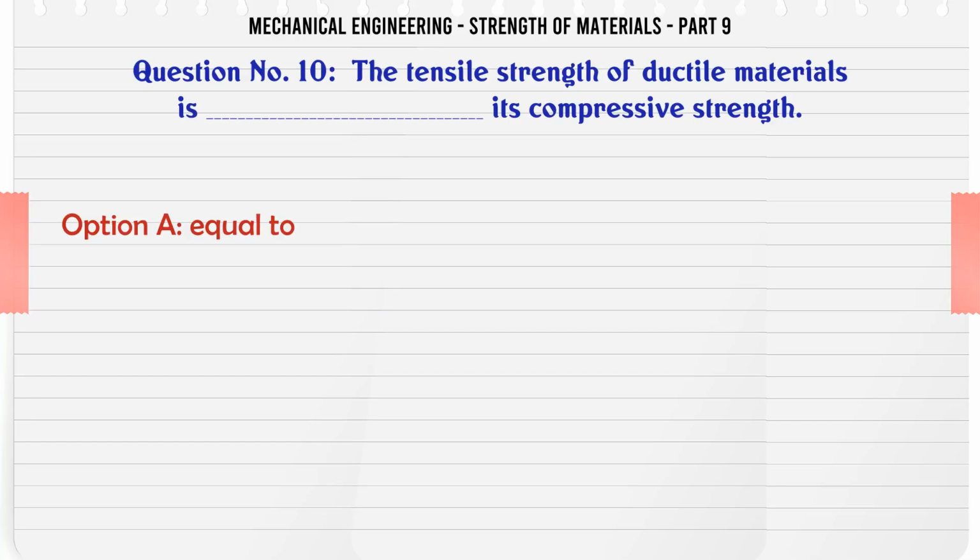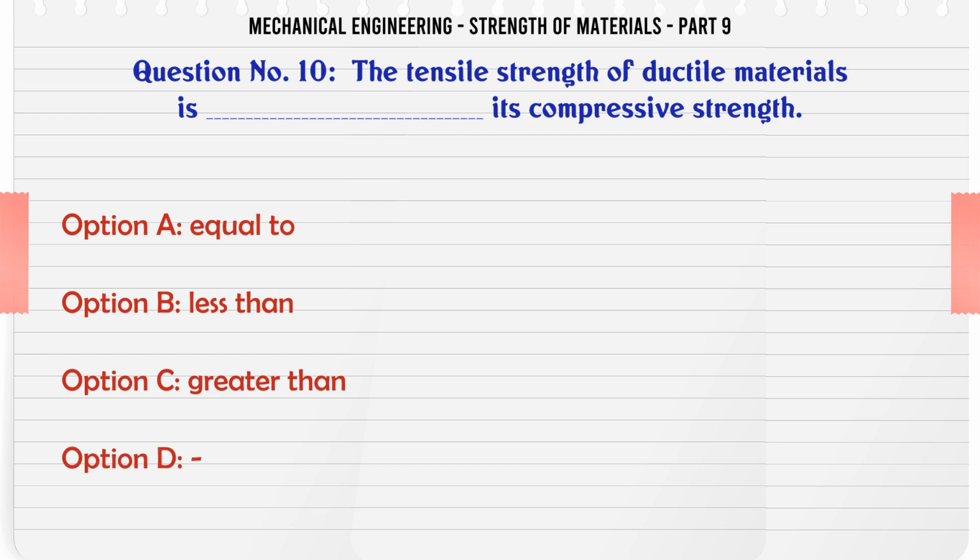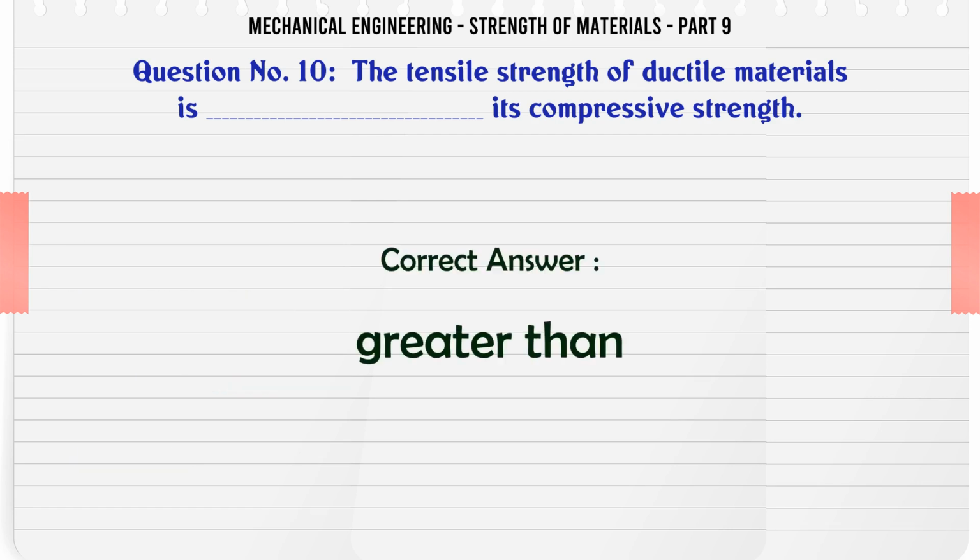The tensile strength of ductile materials is its compressive strength. A. Equal to, B. Less than, C. Greater than. The correct answer is greater than.